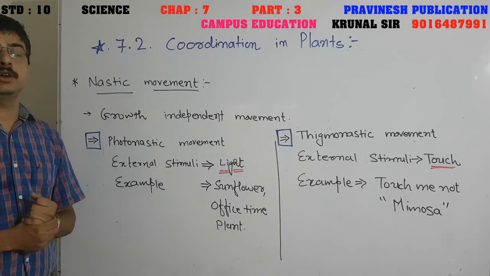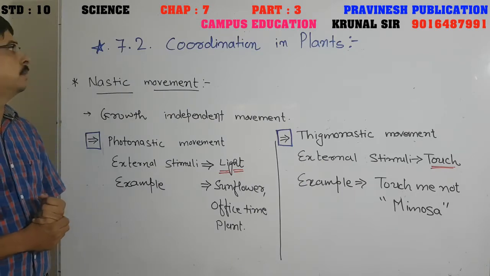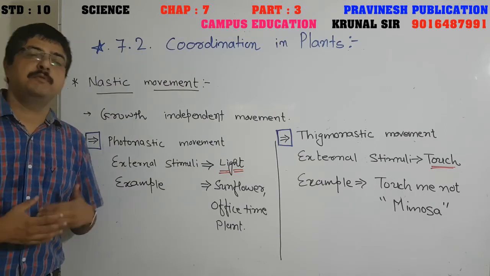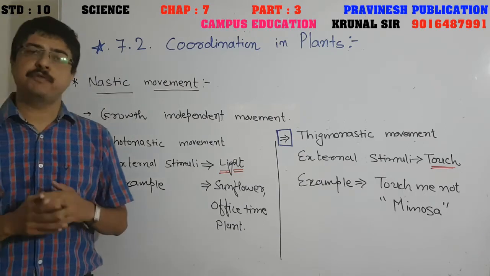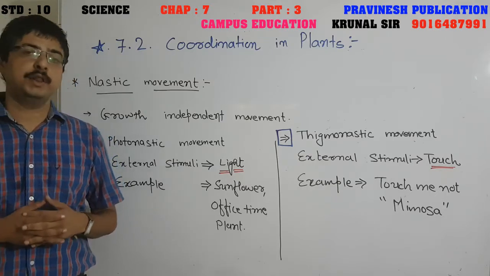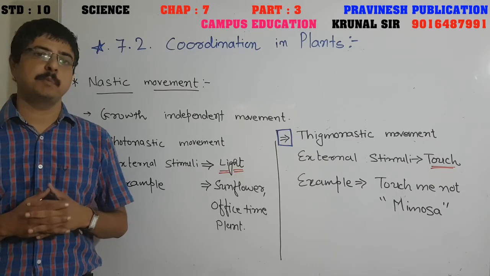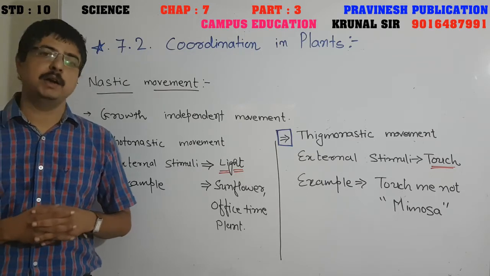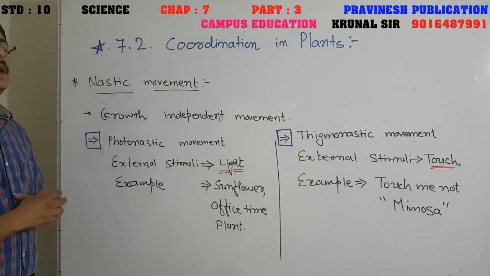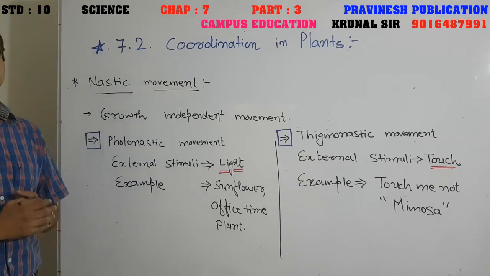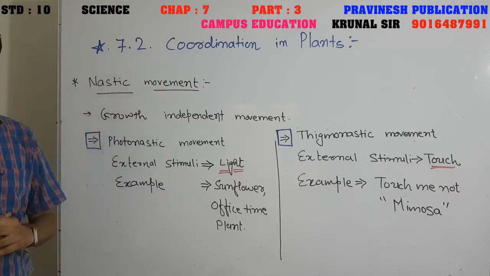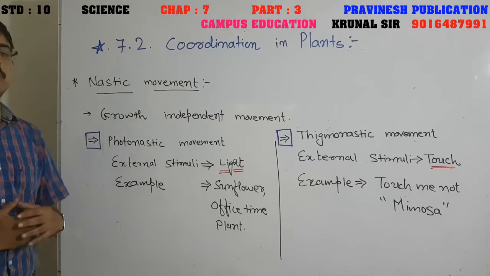Now friends, topic 7.2, coordination in plants. Friends, we understood that in our body different organs like the brain, heart, lungs and kidney coordinate with each other and do their proper functions. In plants also there is coordination between different organs. In plants we can see two types of movement. One is Nastic movement and the second one is Tropic movement. Let us understand Nastic movement first.